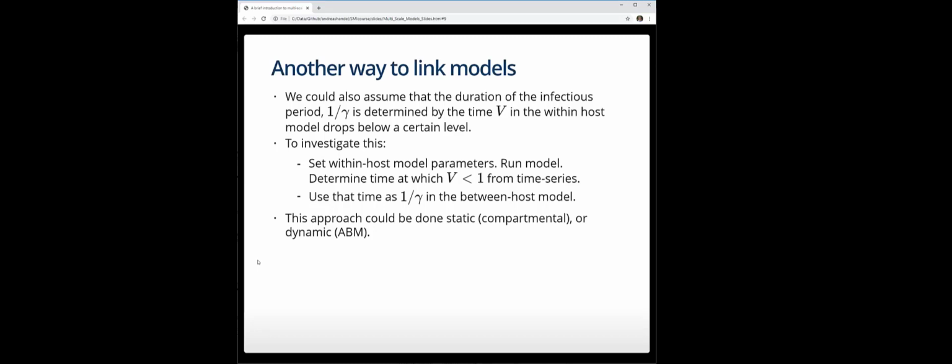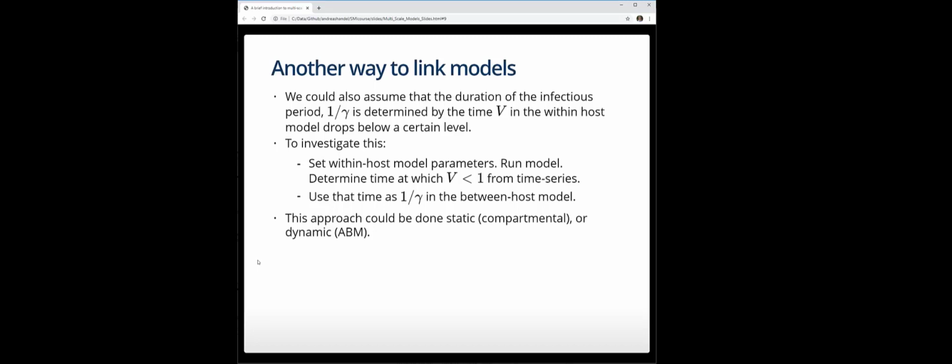Again, we can't solve it analytically here, but we can simulate it. We set some within host model parameters, we run the model, and we get the time series for the virus. We look at which time the virus drops below 1, and that is then our duration of infection. And we use that value as our 1 over gamma in the between host model. And so we can do that here.